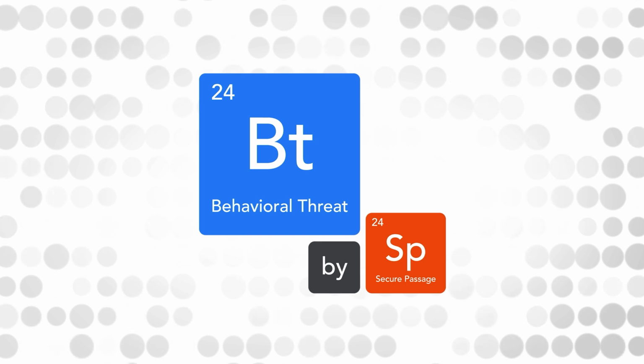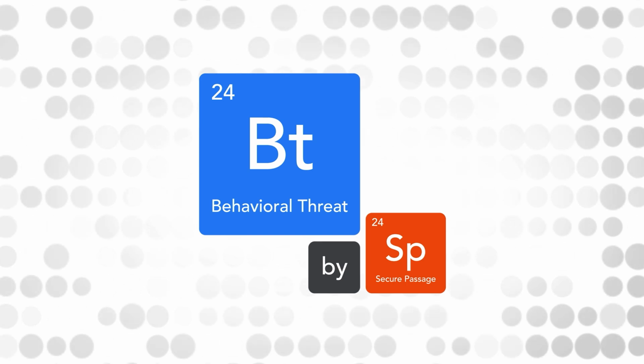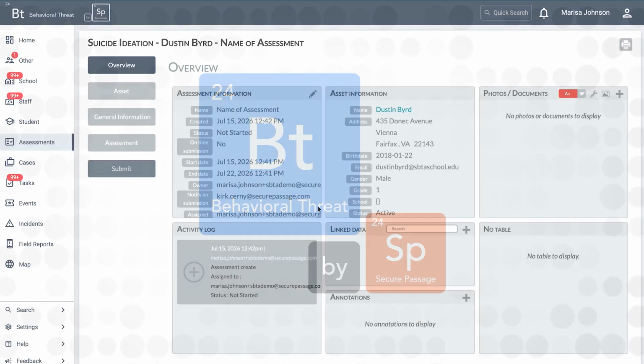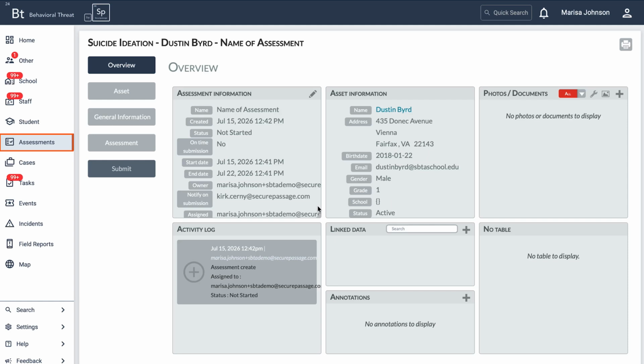In this tutorial, you'll learn how to complete and submit an assessment. To begin, open the assessment you want to complete from the assessments list. If the assessment has been assigned to you, it will also appear in the Assigned to Me section of the dashboard.